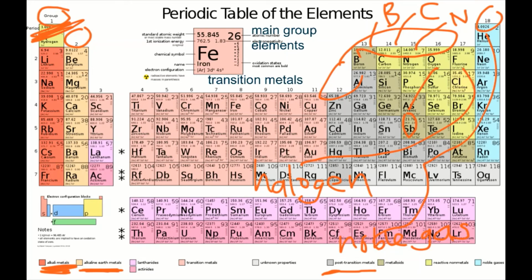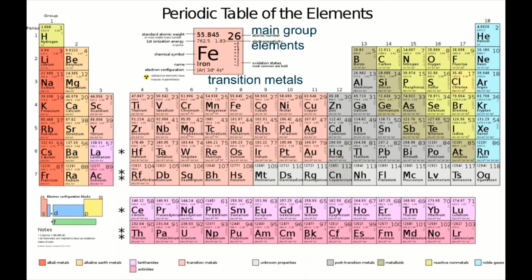Let me clear the ink once again, and let me draw a staircase. So let me draw this very nice staircase, and this staircase will tell you where the metalloids are. Now, metalloids are also called semimetals, and they are called that because they have properties that are similar to metals. At the same time, they have properties that are similar to the nonmetals, which we will be talking about later.